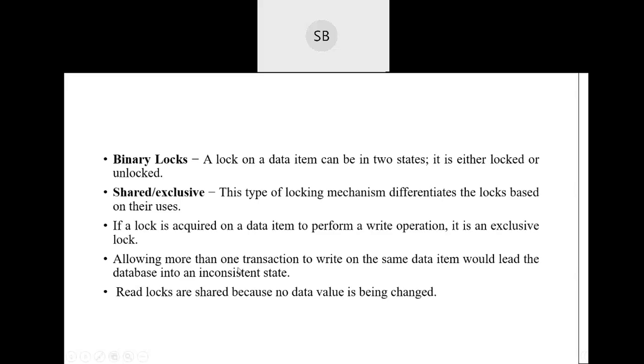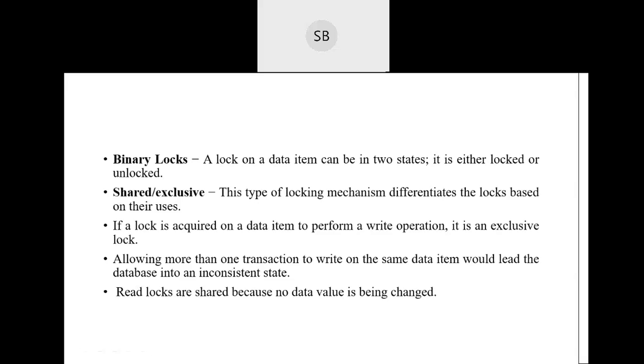Allowing more than one transaction to write on the same data would lead the database into an inconsistent state. When we were studying about concurrency problems, we already saw this problem, right? Suppose transaction T1 has made some changes and, without committing, T2 also makes changes and later T2 commits; then the update made by T1 gets lost, right? So that is the thing about the exclusive lock. Read locks are shared, so for reading purposes, locks can be shared.